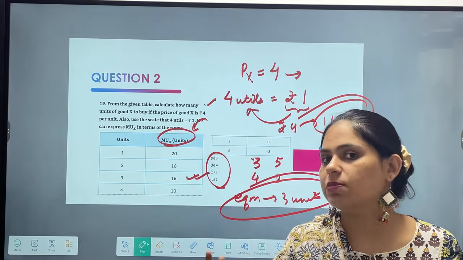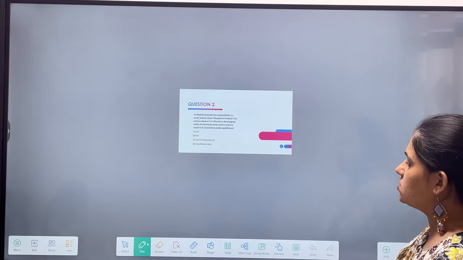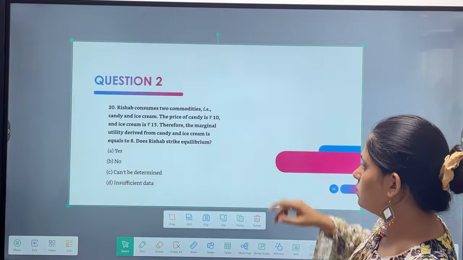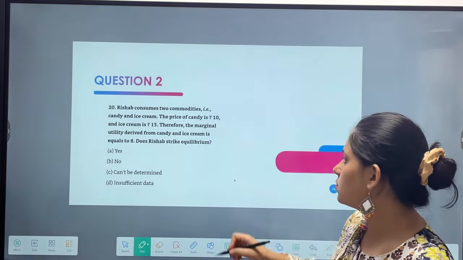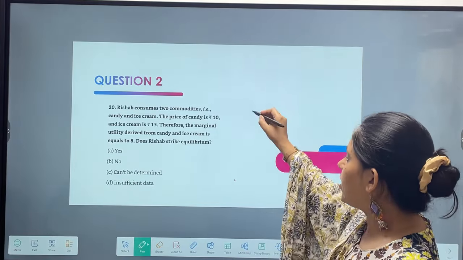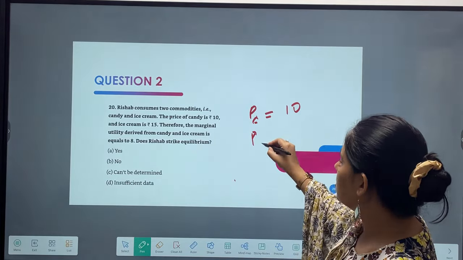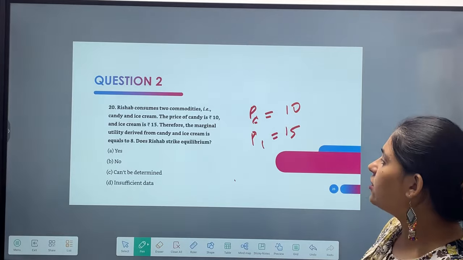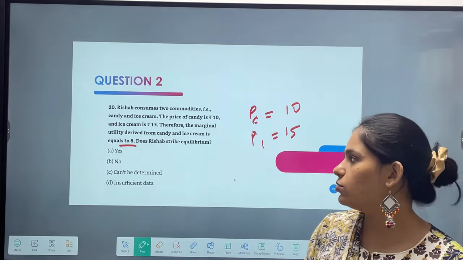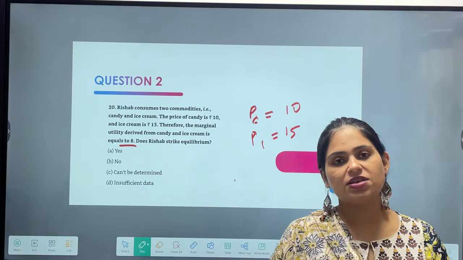Okay, I'll put one question for homework and we will end the session. So this is a question which you should be trying for your homework. Rishabh consumes 2 commodities, candy and ice cream. The price of candy is given to you as 10. The price of ice cream is given to you as 15. Therefore, the marginal utility derived from candy and ice cream is equal to 8. You have to tell whether he strikes an equilibrium or not. It's a homework question. Try this and I will be coming with more of such sessions in the future.